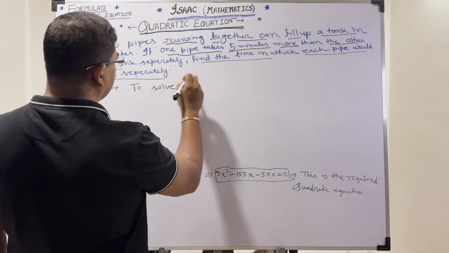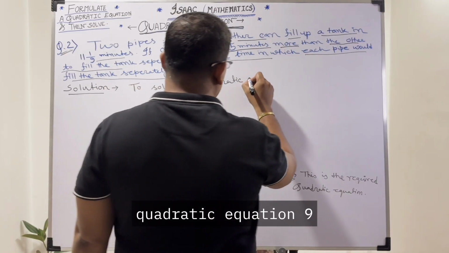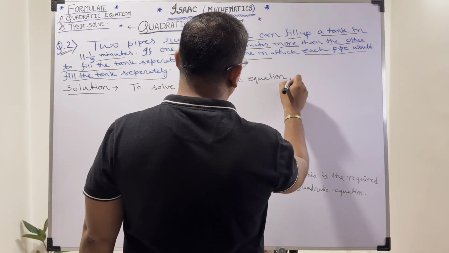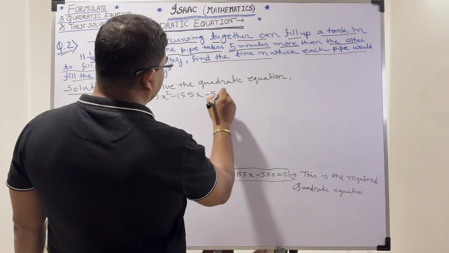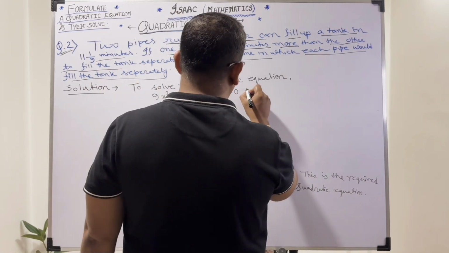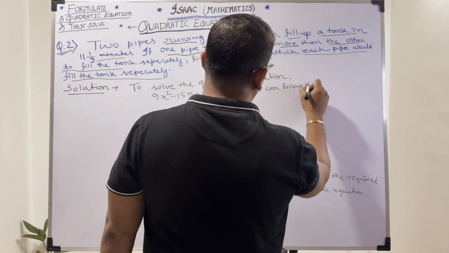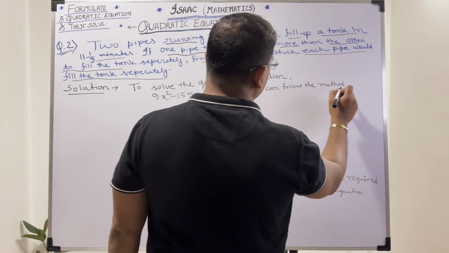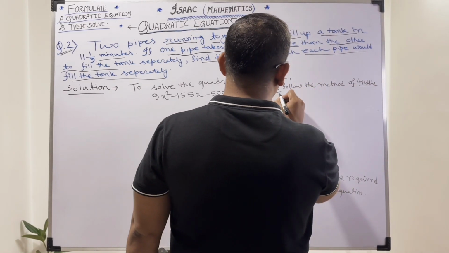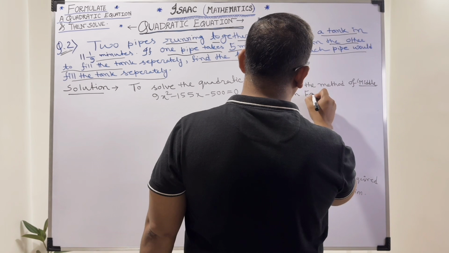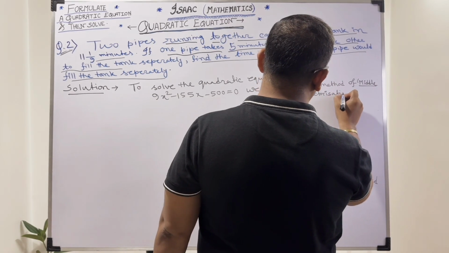to solve the quadratic equation, 9x square minus 155x minus 500 equals to 0, we can follow the method of middle term factorization. Okay.